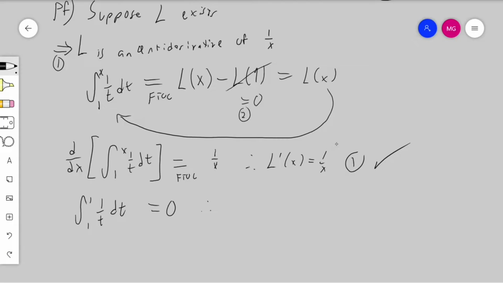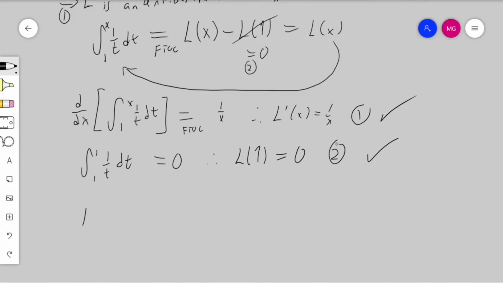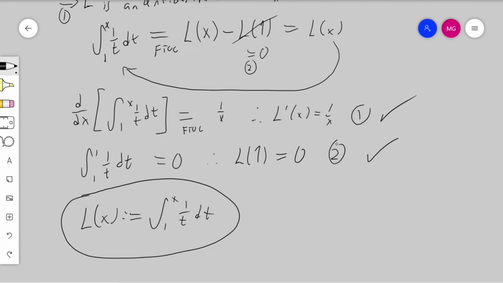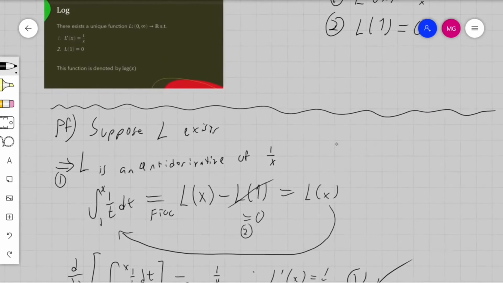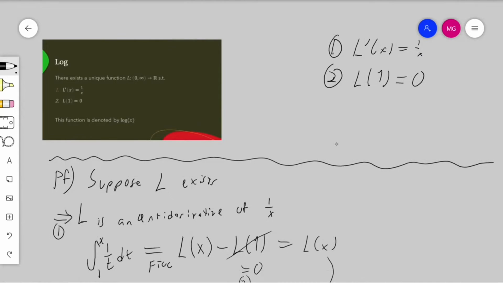So we can say, therefore, L of 1 equals 0. And so property 2 has been satisfied as well. So this function, given by L of x, defined to be the integral from 1 to x of 1 over t dt, is the unique function which satisfies these two properties. And so that proves this claim from this slide here. Okay, so now we can go back to the slides to keep going.